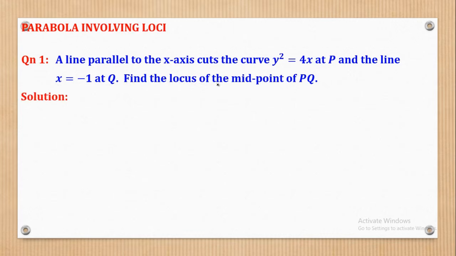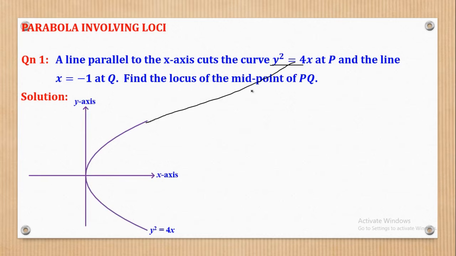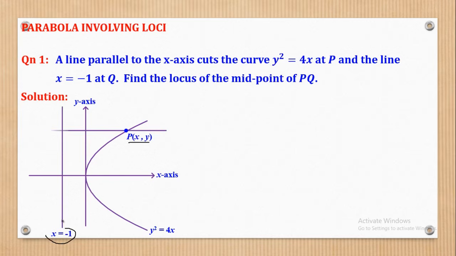So here we shall need something like a sketch. So draw the axes, they have to be labeled. Always remember to label the axes. Then this is the parabola, of that shape because the coefficient of x is positive. Then there's this point P, and there's this line x equal to -1, and there's this point Q. Therefore, they want the midpoint of PQ is that, and that's the locus they want.